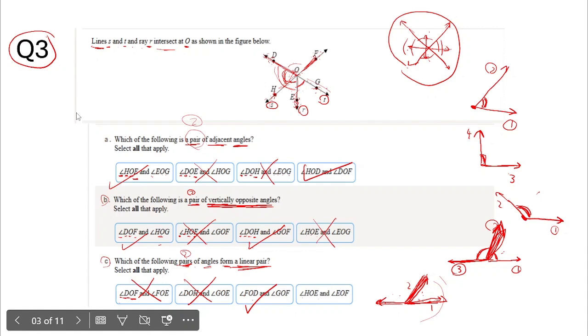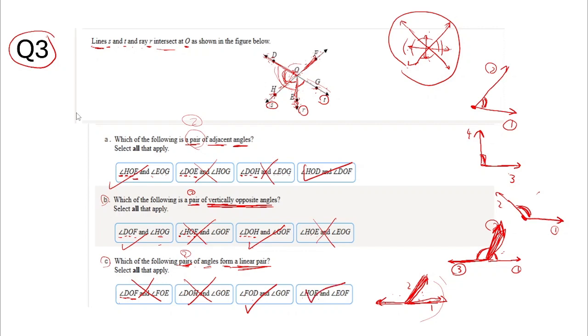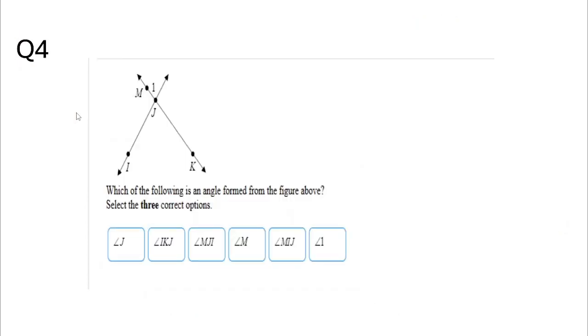Okay, HOE with EOF. HOE with EOF, they are sharing the same ray and the other rays are in the opposite direction. That means this answer is right. Okay, so let's move to the other question. Okay, question number 4.